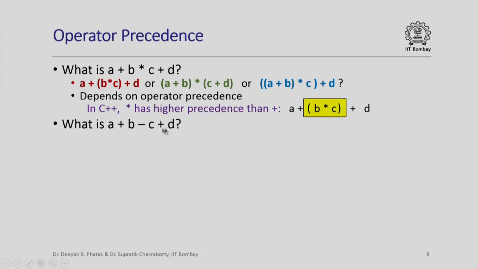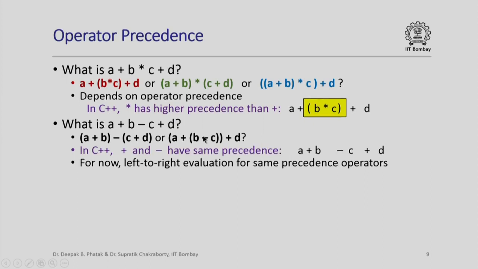Now similarly let us look at this: a + b - c + d. So the question is, does this represent this expression or does this represent this expression? Note that these two expressions may or may not evaluate to the same value. In particular this expression is not the same as this expression in arithmetic, but we want to know what this expression should be interpreted as, should it be this or should it be that.